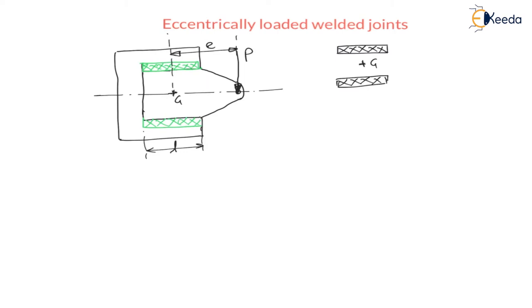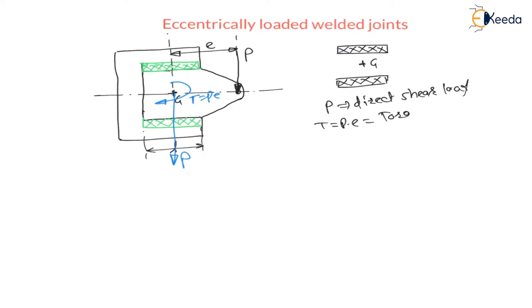Therefore, the force directly we can put at G, this will be the force, but along with this force, we have to transfer the moment created, that is torque is equal to P into E. Therefore, here there are two types of loading. That is, it is subjected to direct load. It is a direct shear load. P is a direct shear load. And T, which is nothing but P into E, is a torsion or torque, or twisting moment.